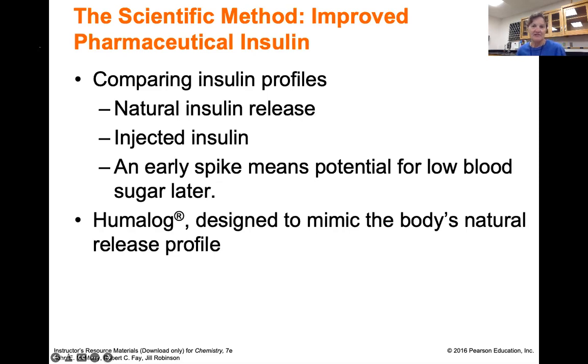So this slide just makes it clear that the scientific method is used in a lot of the chemical industry. In the pharmaceutical industry, it's talking about how when you compared insulin profiles in the blood to a natural insulin release, or if you injected insulin, in each case you got an early spike, which means you had the potential for having low blood sugar later. And so they came up with this thing called Humalog. It's designed to mimic the body's natural release profile, so it made the insulin available at the right time. So the scientific method was used to design that drug.